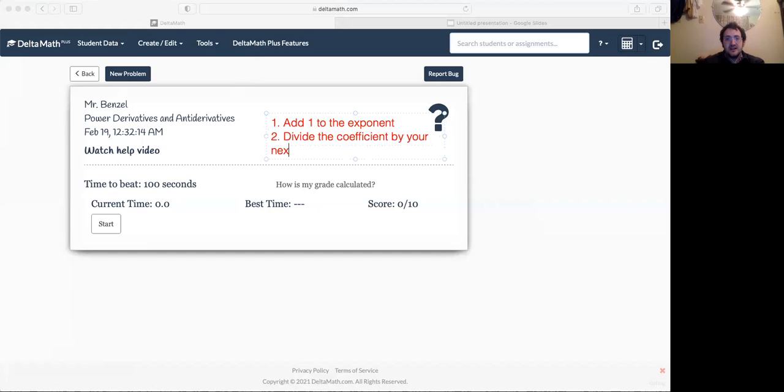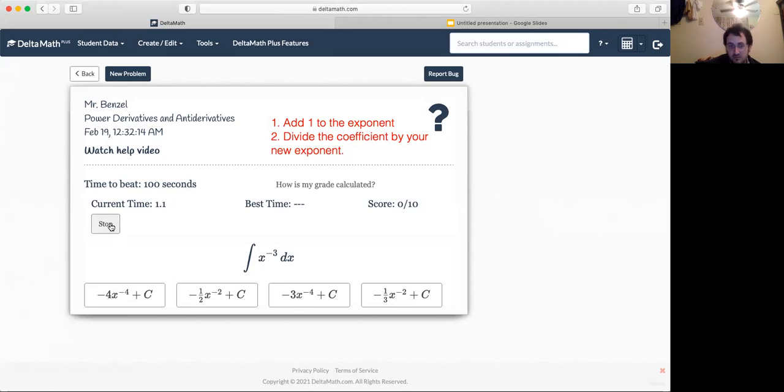by your new exponent. With that in mind, let's take a look at these and build some fluency. We want to do these in a certain number of seconds. The first few times that you're doing antiderivatives, you may want to take it a little bit slow, and that's okay. We do eventually want you to meet the time challenge.